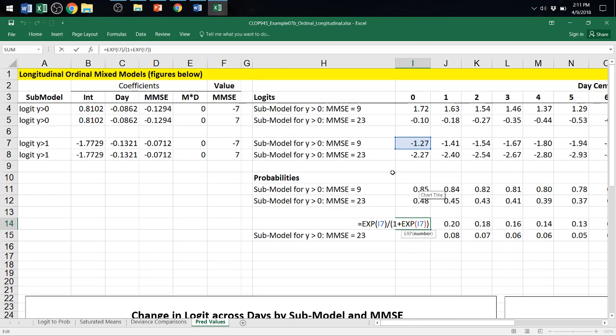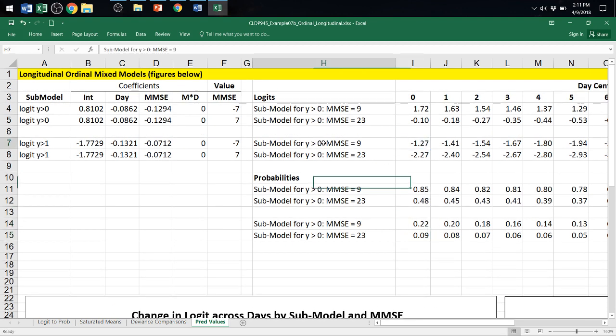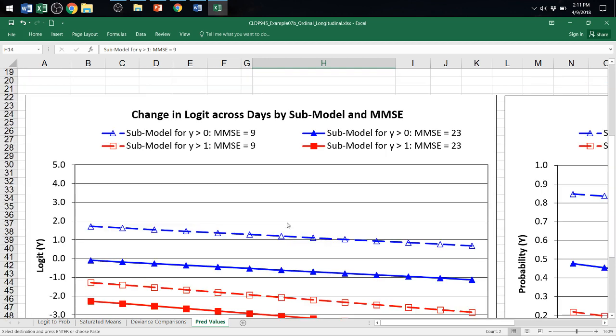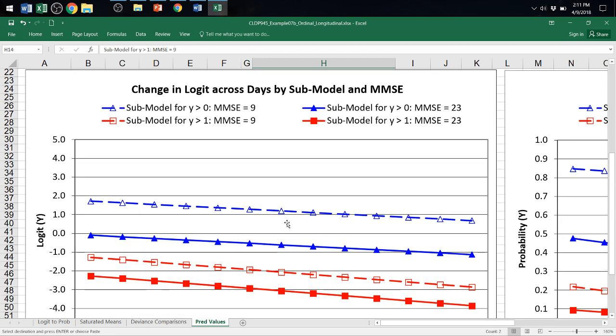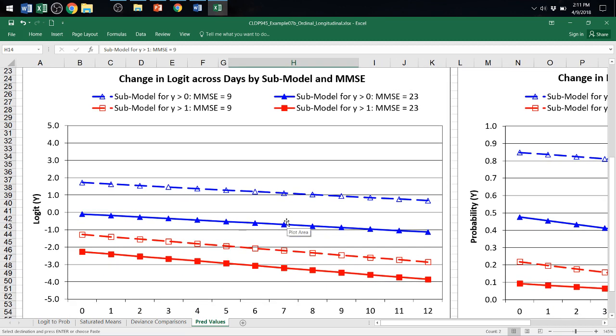Yep. Here we go. Greater than 1. There we go. I'll fix the handout too. There we go. That's better. There. So full delirium is not very likely. That's why the red lines are lower. And it gets less likely as time goes on.